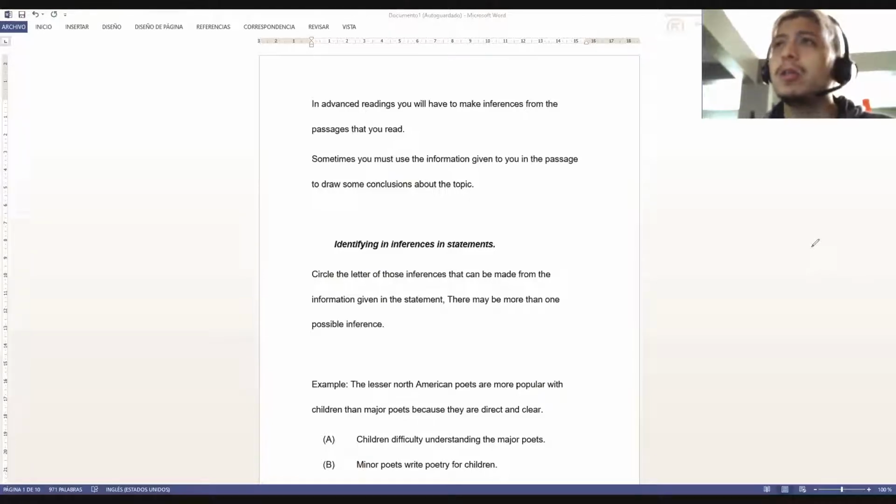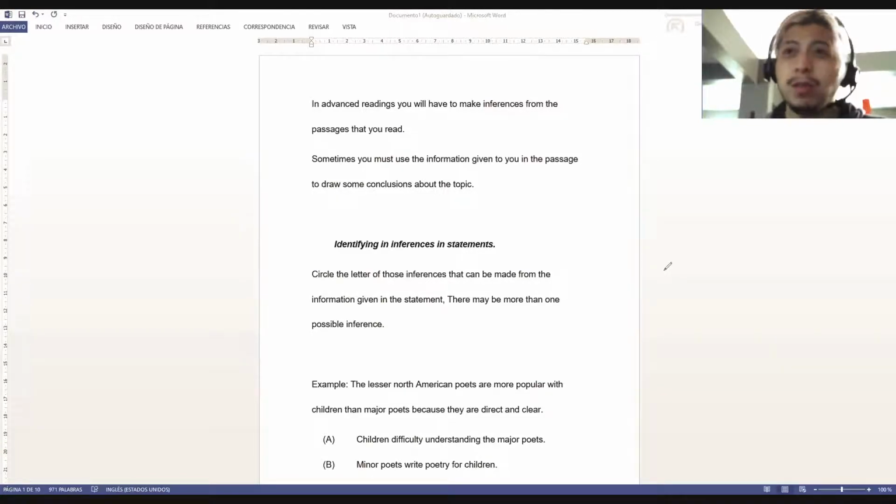So it says, in advanced readings, you will have to make inferences from the passages that you read. Sometimes you must use the information given to you in the passage to draw some conclusions about the topic. So we're going to be practicing identifying inferences in statements, okay? So what is an inference? What is to infer?